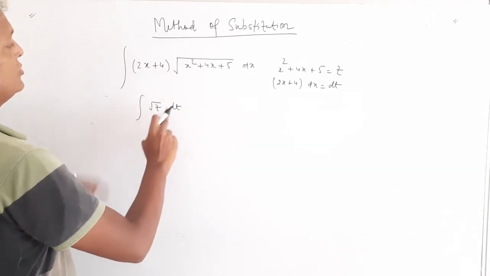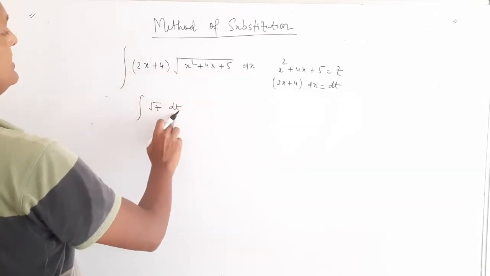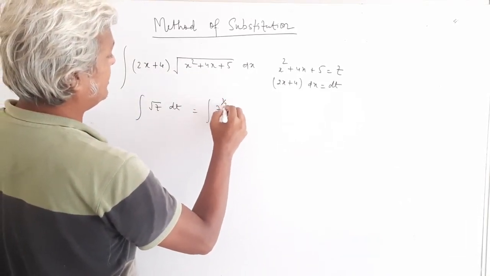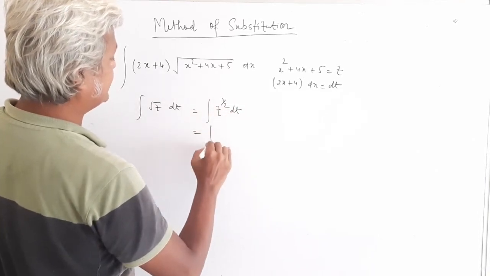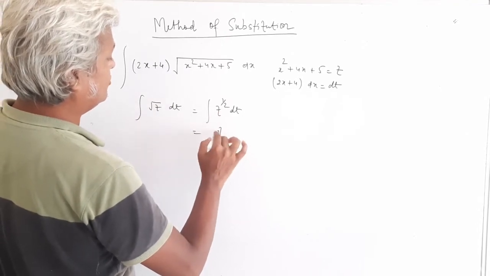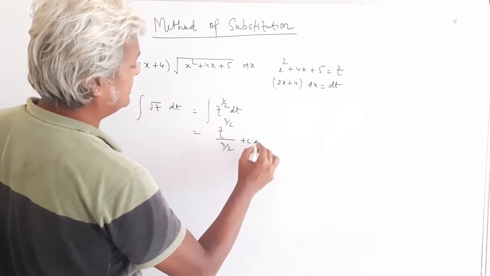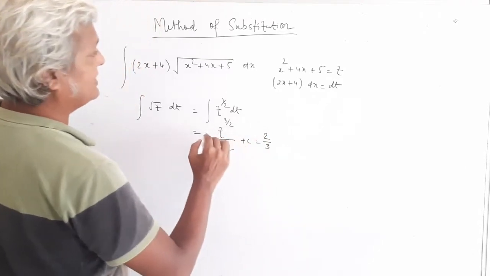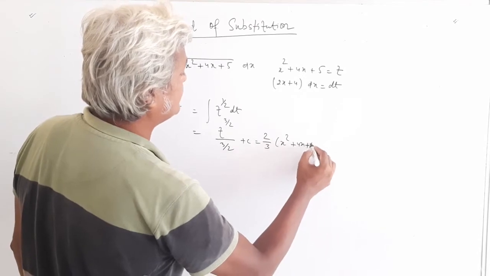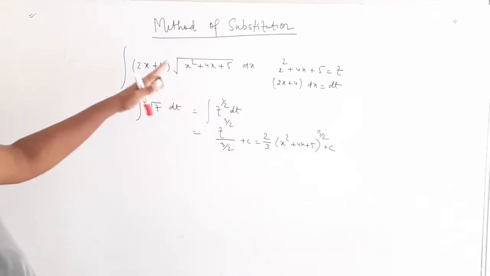Then my question becomes: 2x plus 4 dx together is dt, and this part is under root t. Now this will become integration of t to the power half dt. Now I need to integrate. That is t to the power 3 by 2, that is (1 by 2 plus 1), upon 3 by 2, plus c. This you can write as 2 by 3, and in place of t you write your term back. So that is 2 by 3 times (x square plus 4x plus 5) whole to the power 3 by 2 plus c. And this is your answer for this question.